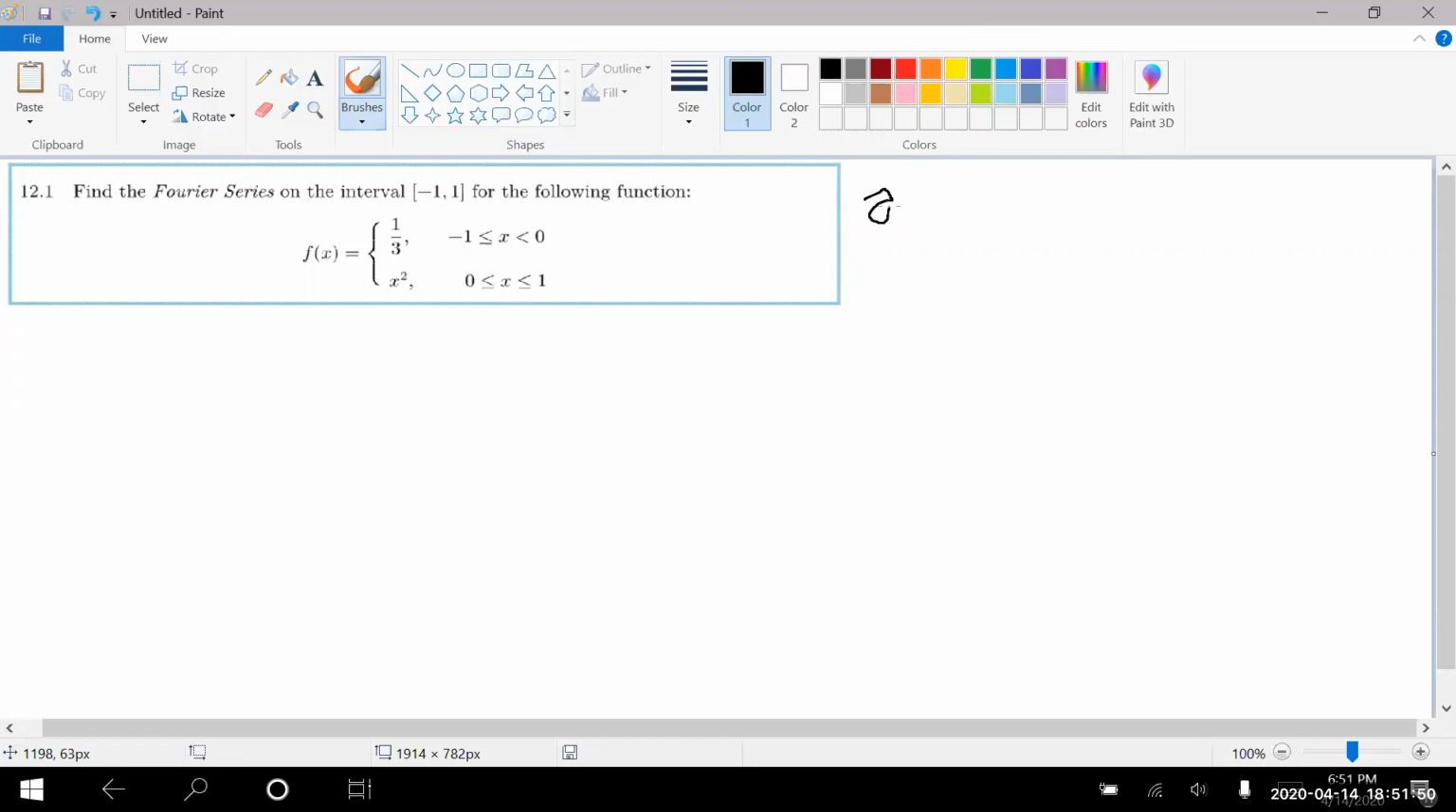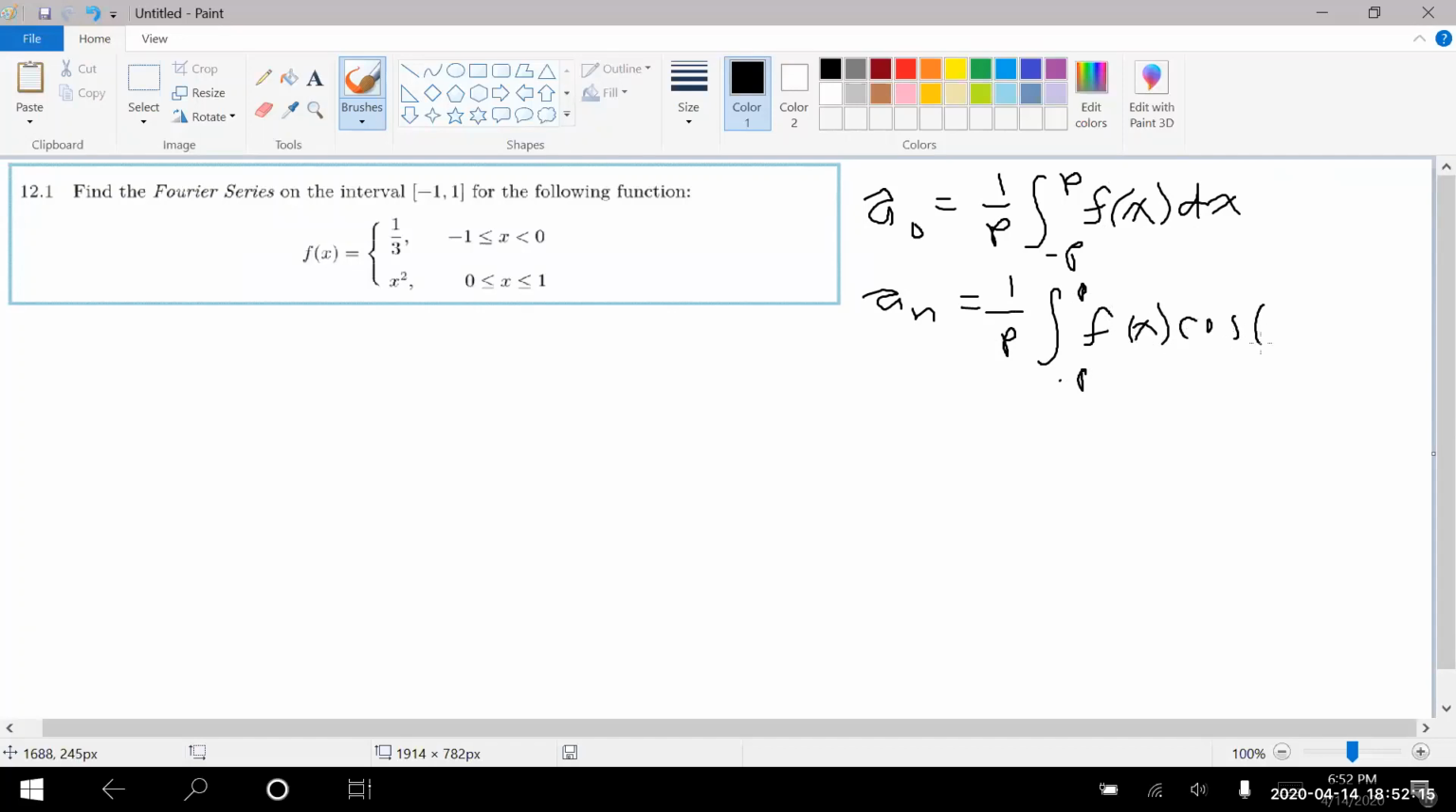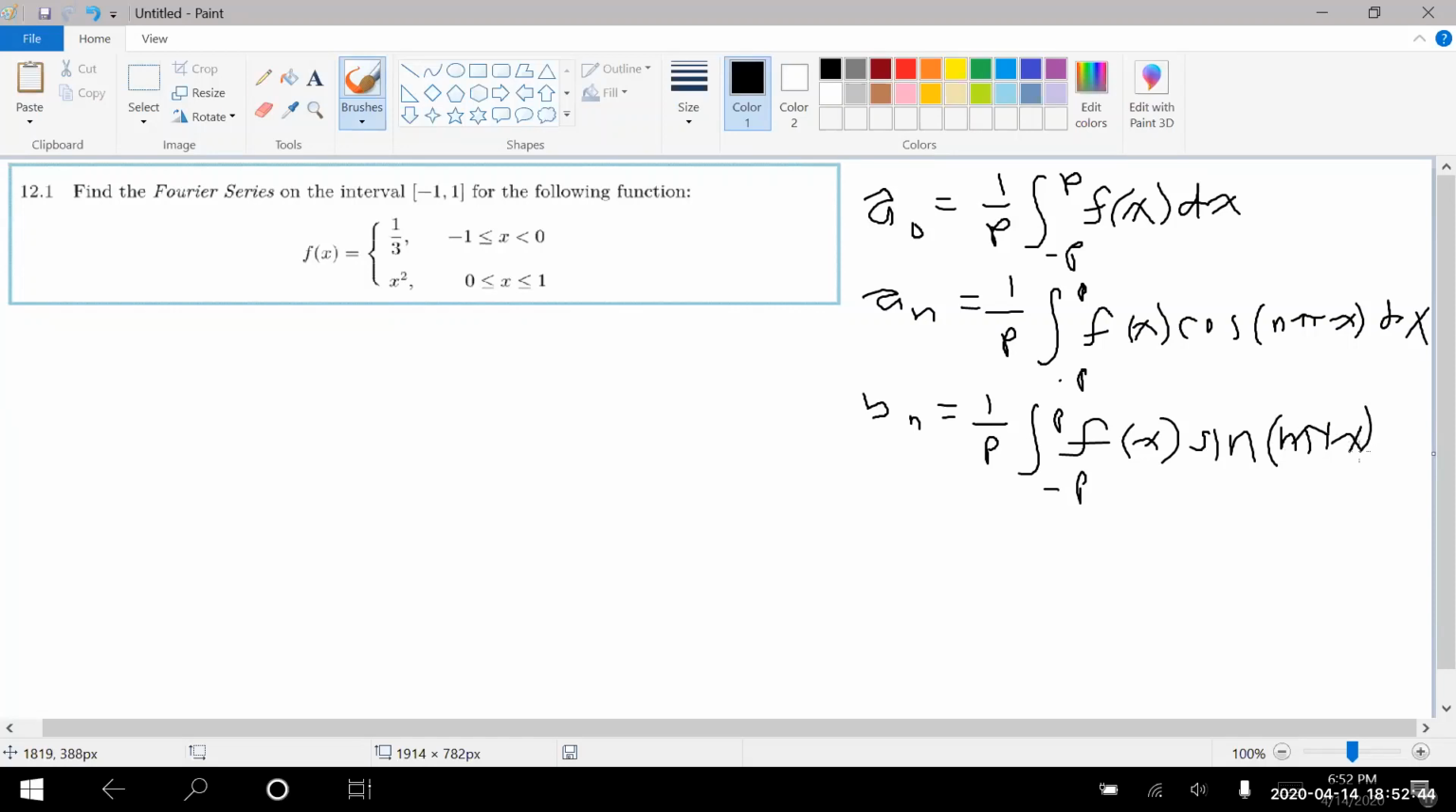a given interval. So we know that our a sub naught equals 1 over p times the integral of negative p to p of f of x dx, and our a sub n equals 1 over p integral negative p to p f of x times cosine of n pi x dx, and then we know our b sub n equals 1 over p integral from negative p to p of f of x times, oh, I'm sorry, this should be a sine, sine n pi x dx.